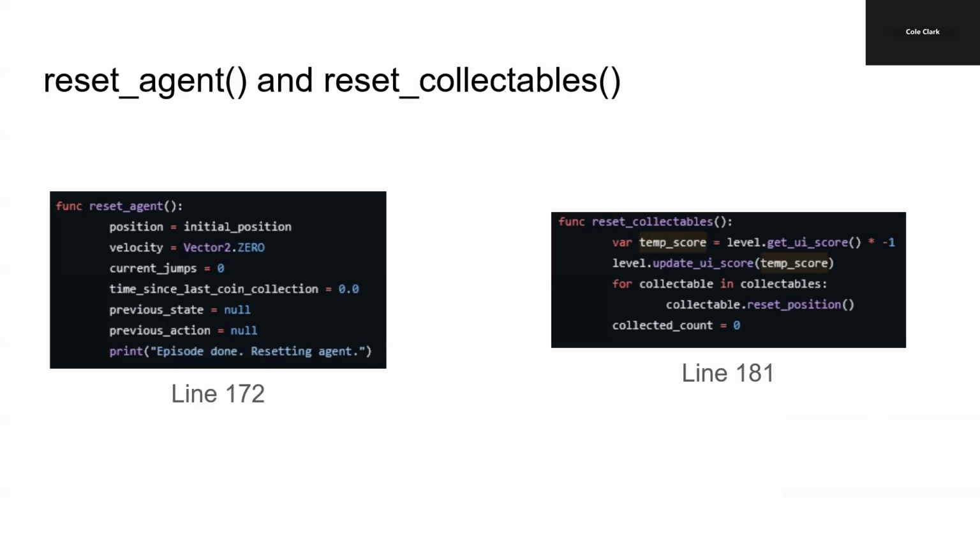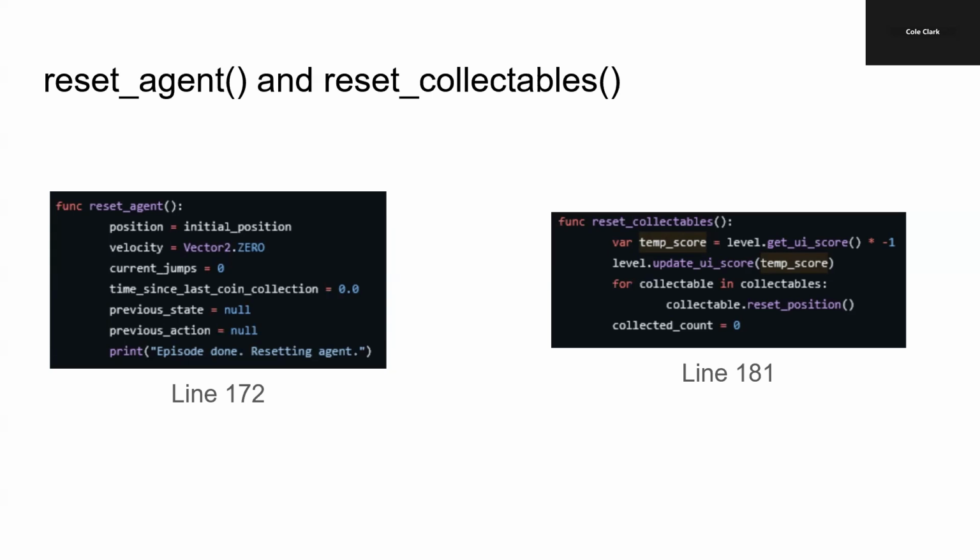The reset agent function sets the agent's position to its initial position when the last episode was started. Then its movement is reduced to 0, so that the last move it took in the previous episode doesn't impact the start of the new episode. Current jumps is reset to 0, so the agent can double jump from its starting point.